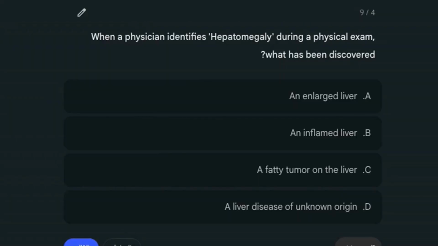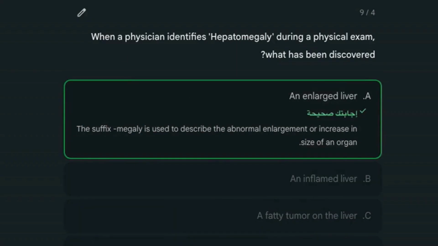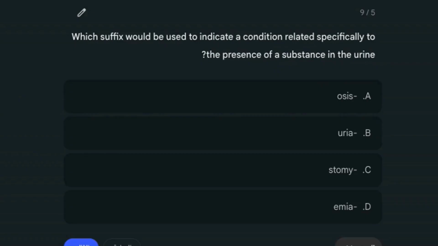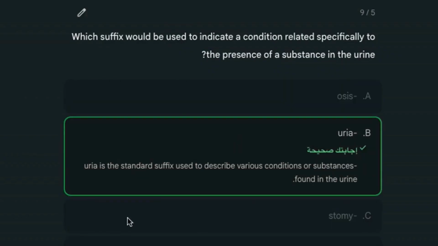Next, a patient has hepatomegaly. What does this mean? Does this mean that the liver is enlarged, or is it inflamed, or there's a fatty tumor, or there's just a liver disease of unknown origin? Yes, the liver is enlarged. Okay, correct. Which suffix indicates a condition related to the presence of a substance in the urine? Exactly, uria. That's very obvious.